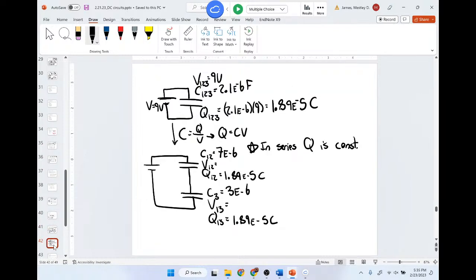How do we get V? C equals Q over V, therefore V equals Q over C. It's just some quick algebra. You can double check that yourself later if you would like. V goes the other side, C gets divided over. So V is going to equal 1.89e to the minus 5 divided by 7e to the minus 6. The V on the bottom is going to be 1.89e to the minus 5 divided by 3e to the minus 6 equals.